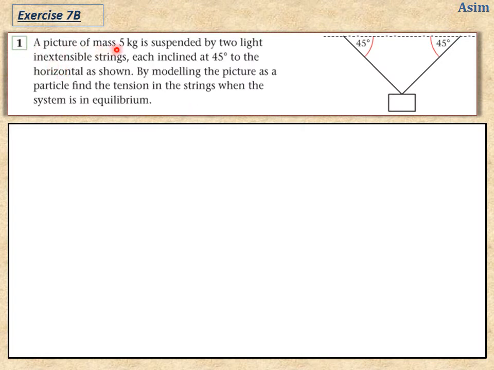A pitcher of mass 5 kg is suspended by two light inextensible strings. So there are two different strings. This is very important to note. Because there are two different strings, they will definitely experience two different tensions. The tension on this string, because the strings are different, will be different. However, in this case, because the angles are the same, the two tensions will eventually be the same.